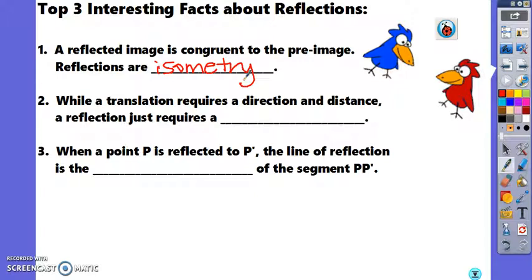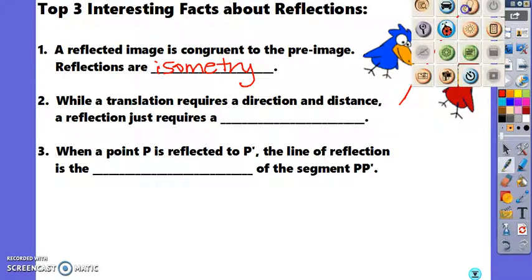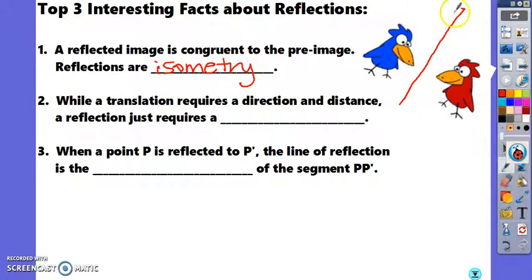While a translation requires a direction and a distance, like that vector arrow, a reflection just requires a fold line, right? You just fold that over, so just a line. That's all you need.